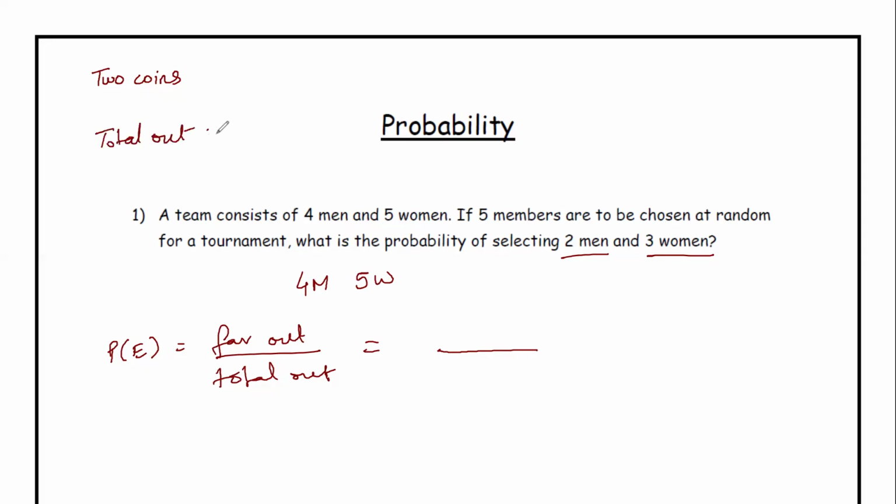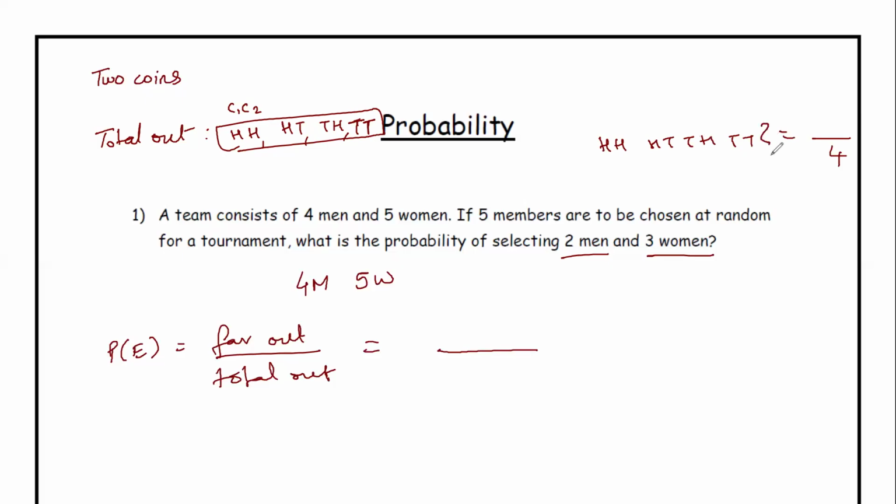So the total outcome here for the two coins, coin one and coin two, goes like this: head head, head tail, tail head, and tail tail. So that's my sample space. I've got four outcomes. Now, if I have a question that is, if I toss two coins, what is the probability of getting one head? If you write down the total outcome first, that is HH, HT, TH, and TT, you know your total outcome is 4.